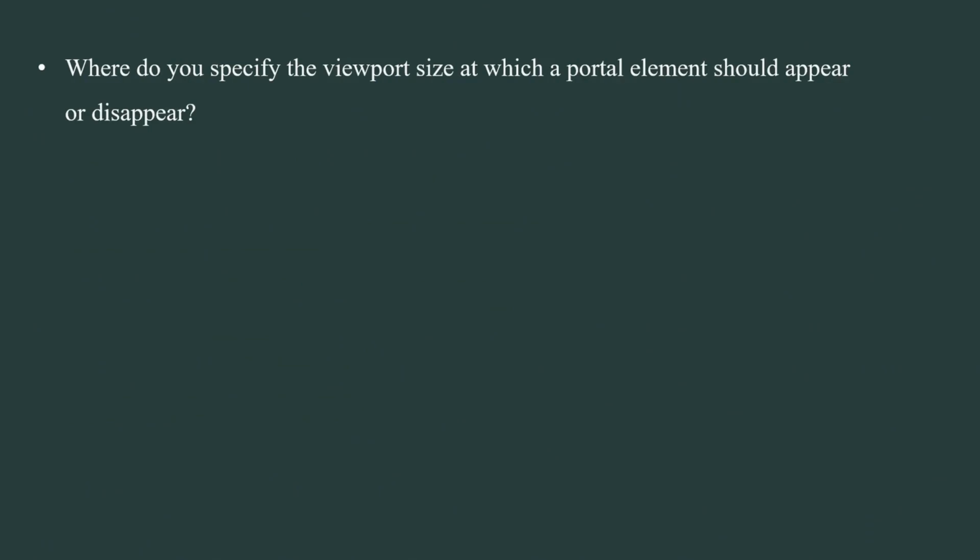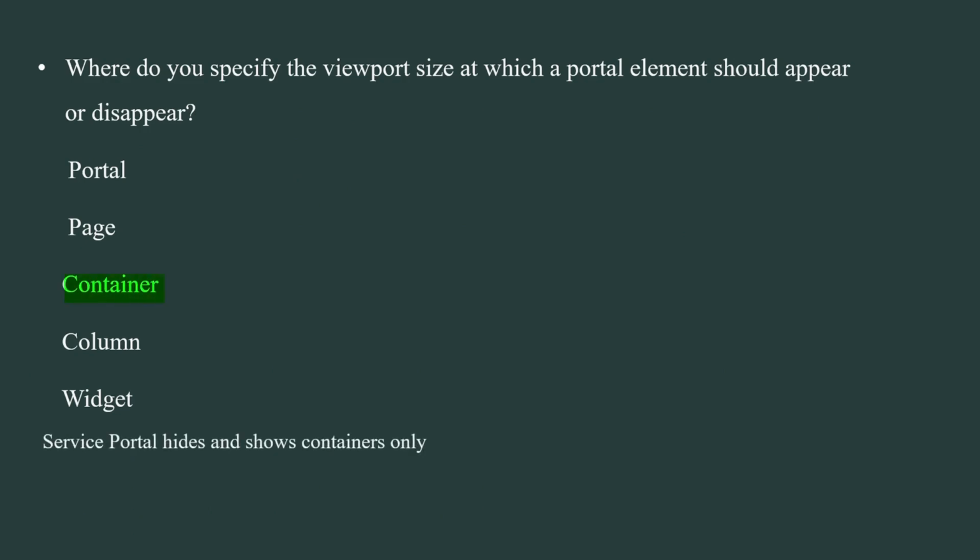Where do you specify the viewport size at which a portal element should appear or disappear? Among these, portal, page, container, column or widget? Answer is container. Why? Because service portal hides and shows containers only.